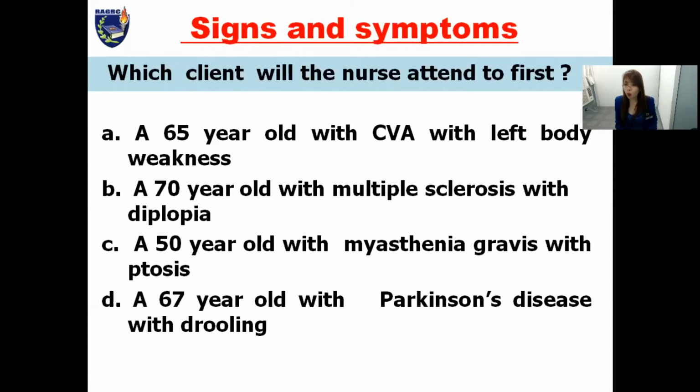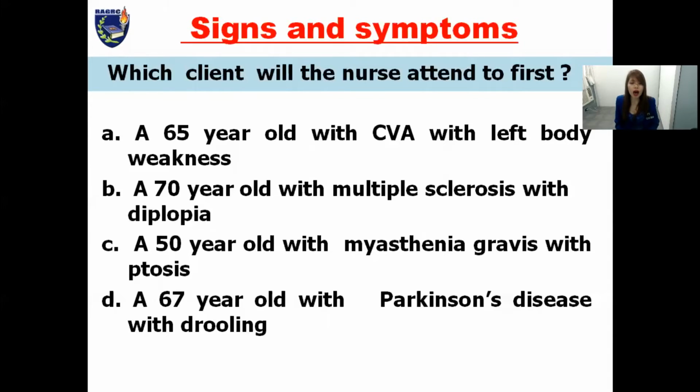Eliminate letter A. Why? Because left body weakness is expected in a client with CVA or cerebrovascular accident. Letter B, a 70-year-old with multiple sclerosis with diplopia, we have to eliminate also. Why? Because diplopia is the initial manifestation of multiple sclerosis, wherein there is demyelination of the myelin sheath. And that is something that is expected.